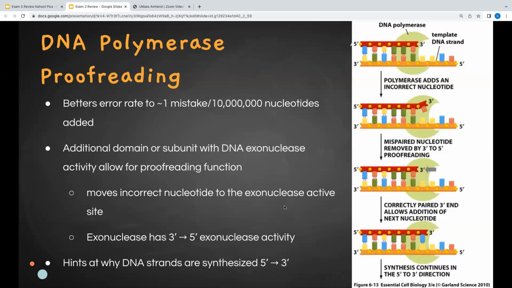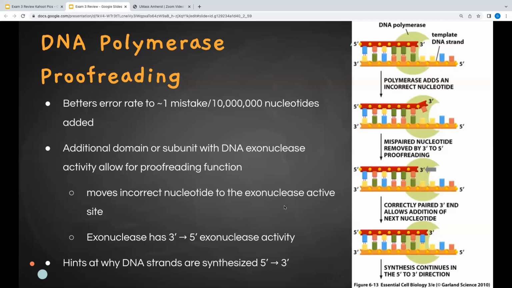And because of proofreading, we take the error rate from about 10^-5, 10^-6, down to like 10^-8 or 10^-9, which is like a 100 to 1,000 fold decrease in mutation. So that's pretty good.